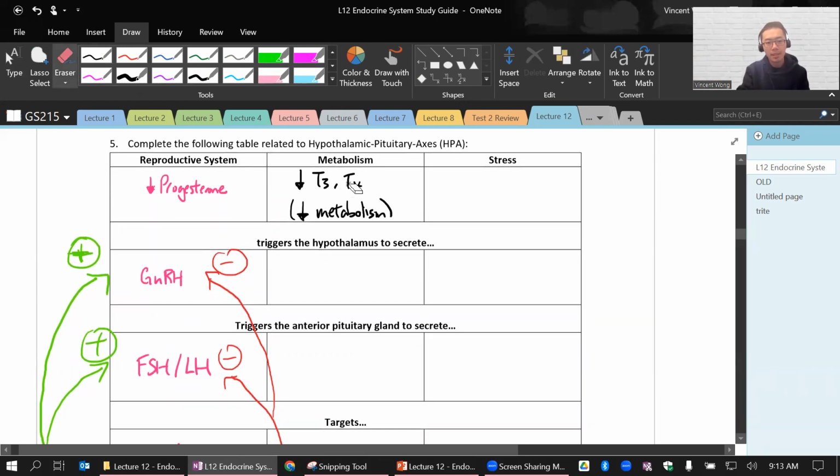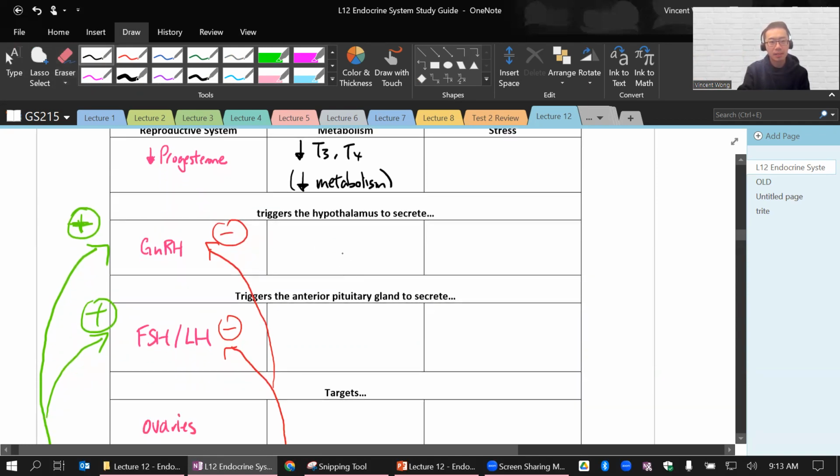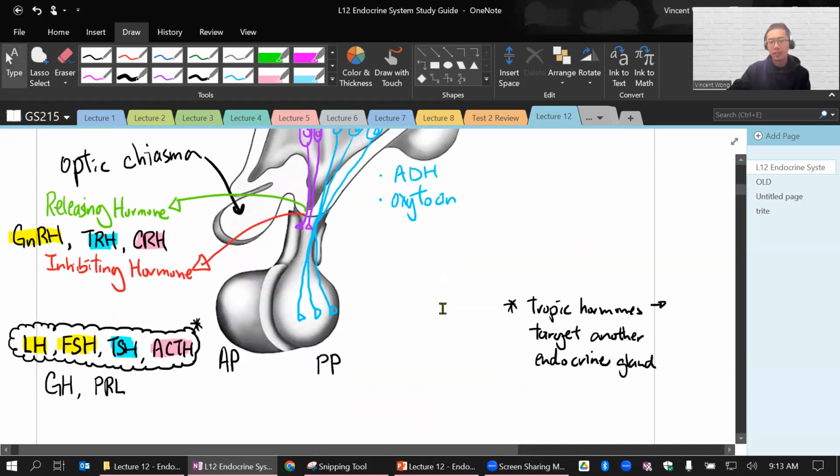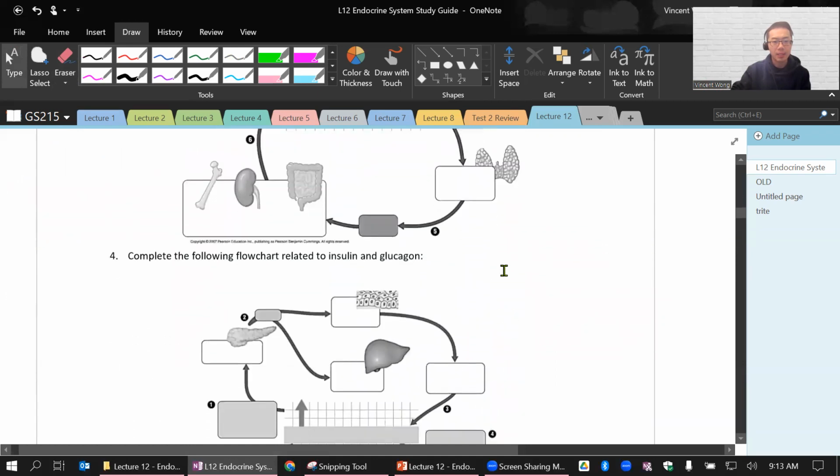So the low metabolism, low T3 and T4, triggers the hypothalamus to secrete something. Okay, right. Can you guess what hormone this is? Look at the reproductive system. Right? We need GnRH to trigger the release of FSH and LH. So what do I need here to trigger the anterior pituitary to release something? Let's go back to our diagram here and see if it's going to clue you in. Right? Which one do we need? Yeah, the TRH, right? The thyrotropin releasing hormone. That's exactly what we need.